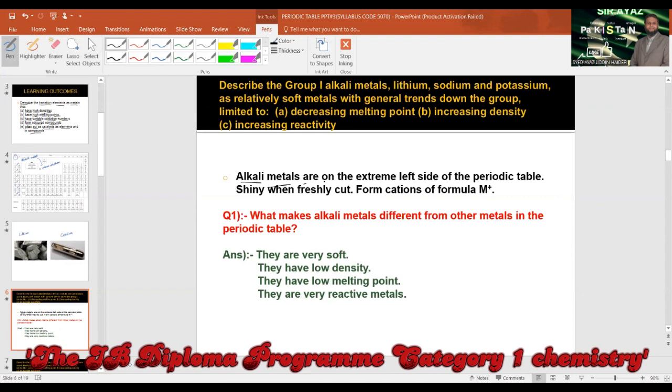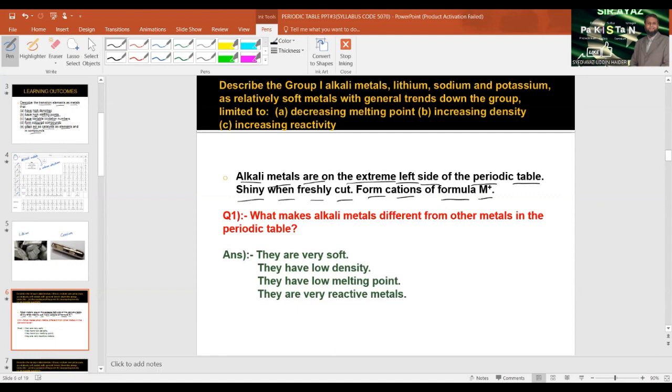Alkali metals are on the extreme left side of the periodic table. They're shiny when freshly cut. They form cations of formula M+, which means they lose 1 electron to form a positive ion or cation. The formula will be M+. M will be any metal from group 1. For example, it can be Li+, Na+, K+. What is common in these? They all are losing 1 electron.